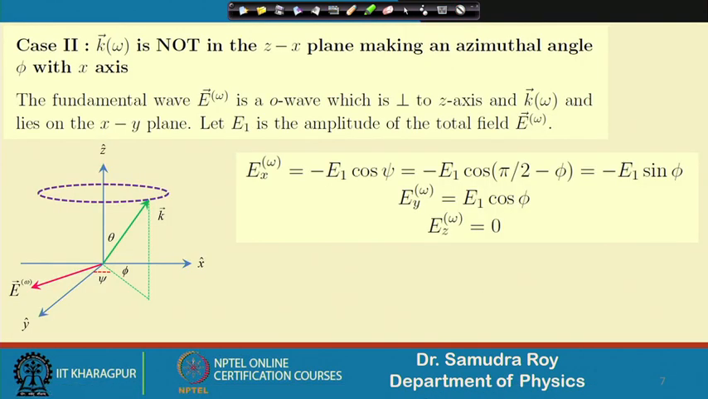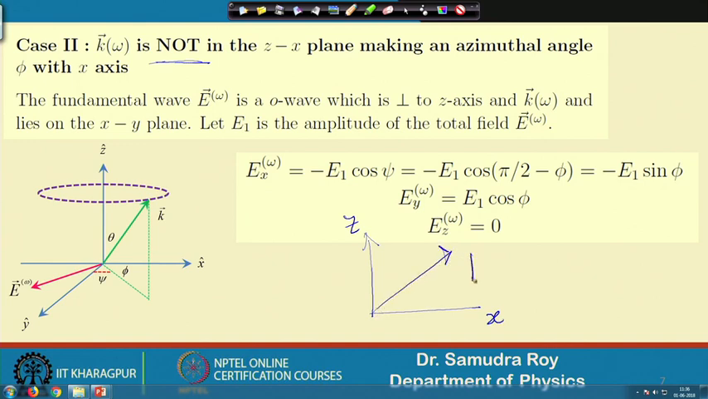Okay. That was case 1. Now in case 2, what are we going to do? We are going to launch k not in the zx plane. Please note that here we are not launching it that way. If you look at the previous picture, this was the direction of z, this was the direction of x, and k was in this direction and also in this particular plane.